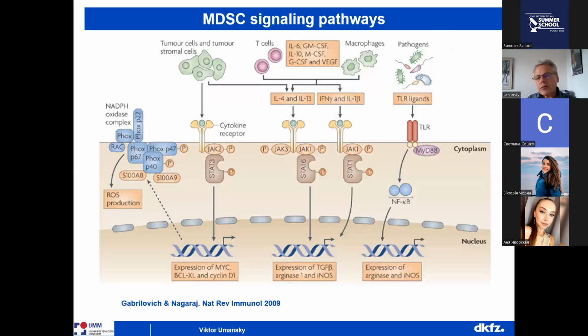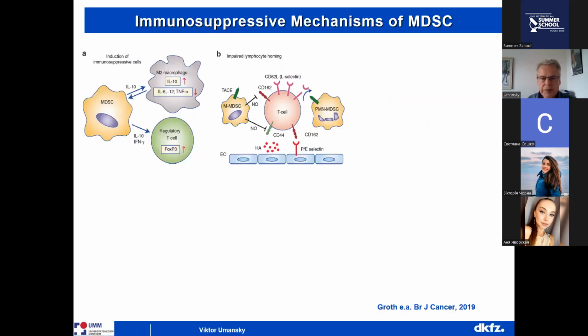And if we look at the MDSC signaling pathway, they are actually not different from normal myeloid cells, because they have the same receptors, and more importantly, also the expression of toll-like receptors. We will talk about this a little bit later, more precisely, because toll-like receptor ligands, also present in pathogens but also on tumor cells, can stimulate the immunosuppressive activity of myeloid-derived suppressor cells through the activation of NF-kappa B.